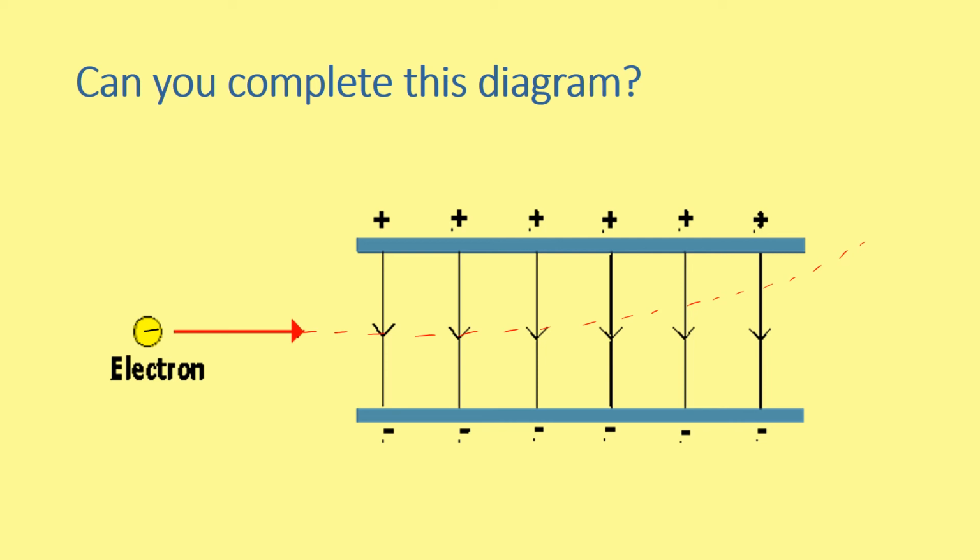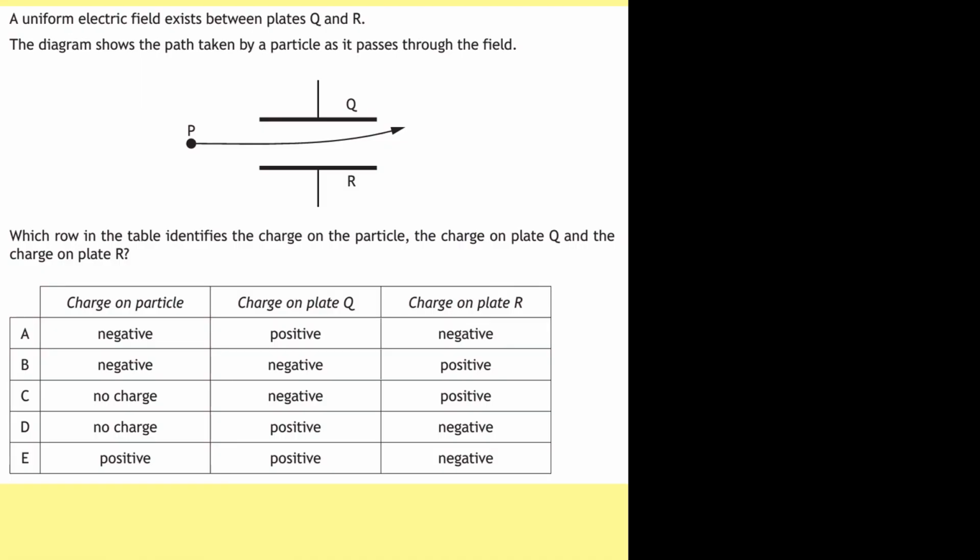Another example of this is shown in the next slide. This is a past paper question. A uniform electric field exists between plates Q and R. The diagram shows the path taken by a particle as it passes through the field. Which row in the table identifies the charge on the particle, the charge on plate Q, and the charge on plate R?